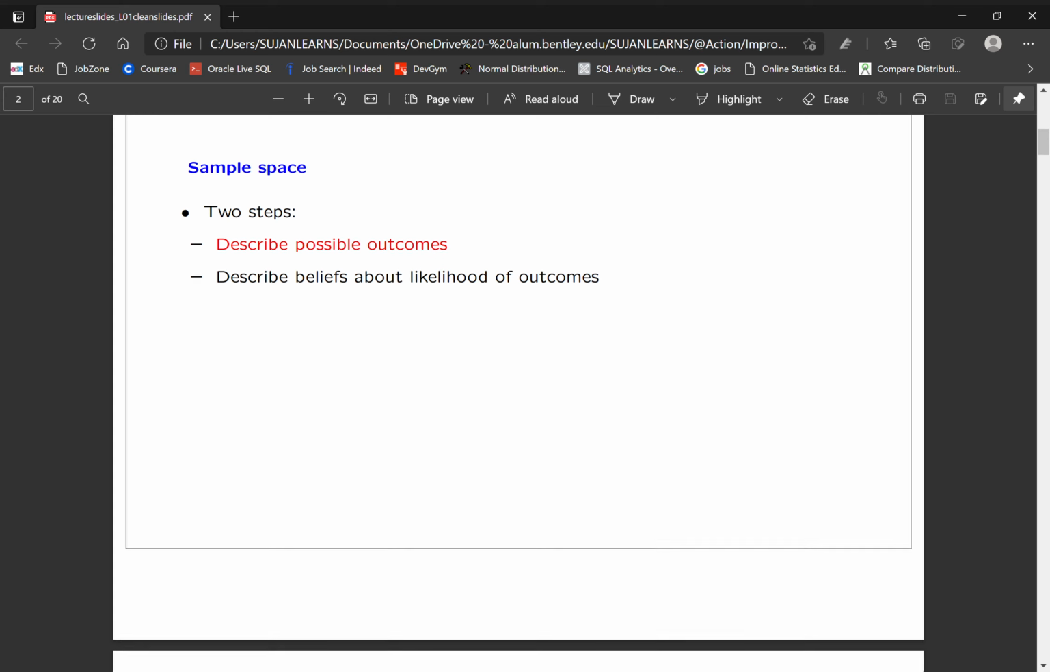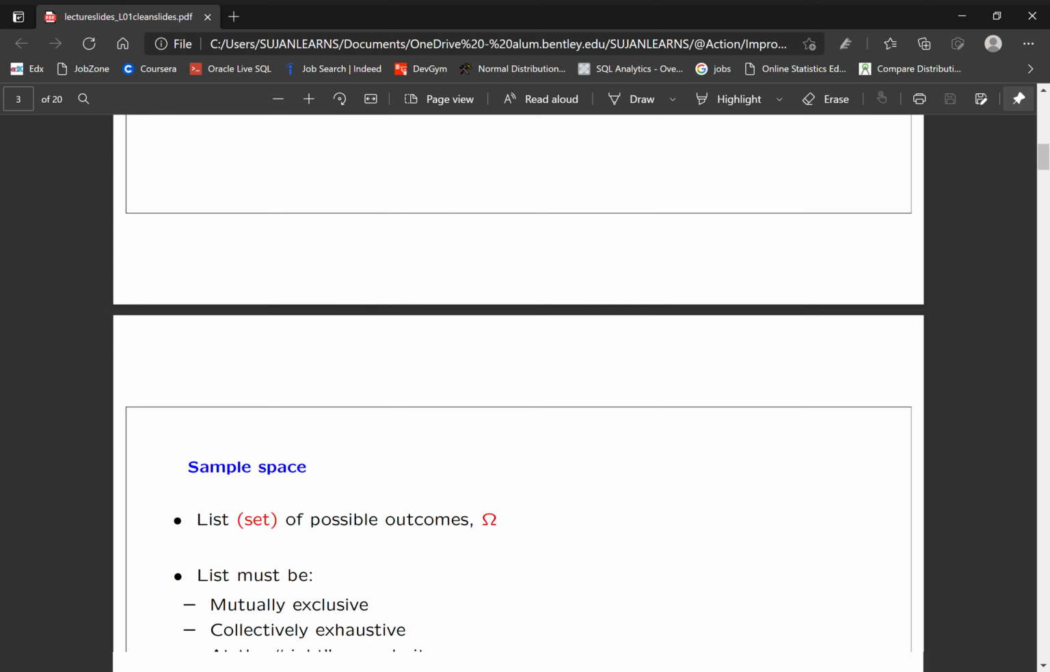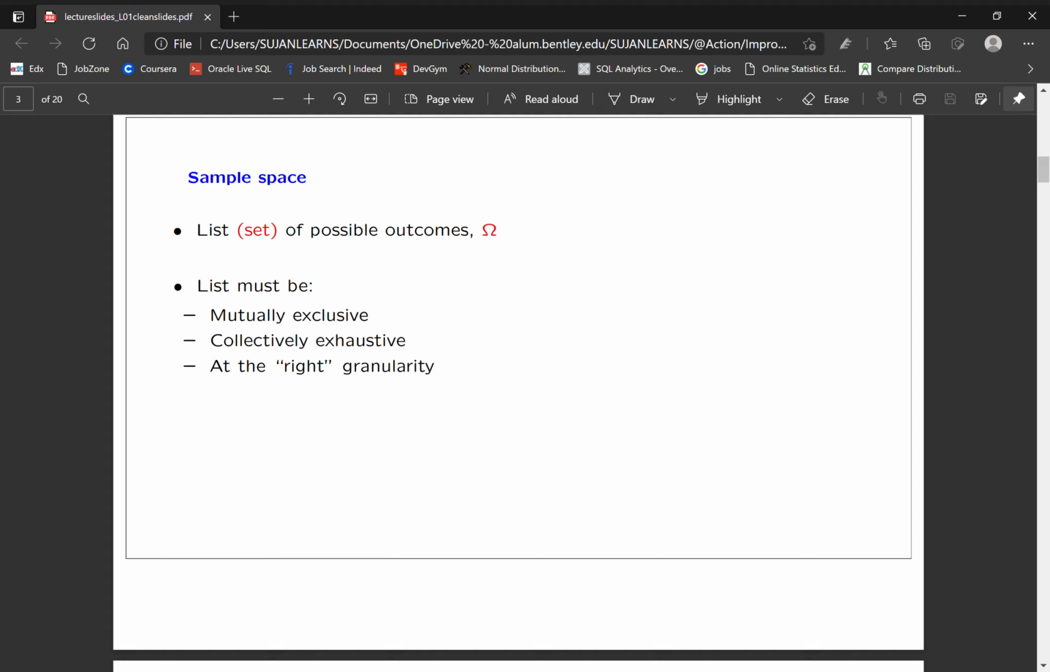Next, we'll delve into more detail about the sample space and possible outcomes. To learn more about sample space, we have to know the list of the possible outcomes, and then we also need to know the different properties of sample space. That is, they are mutually exclusive, collectively exhaustive, and right granularity. So, let's talk about sample space in more detail. First, the list of possible outcomes. It means the possible outcomes of an experiment.